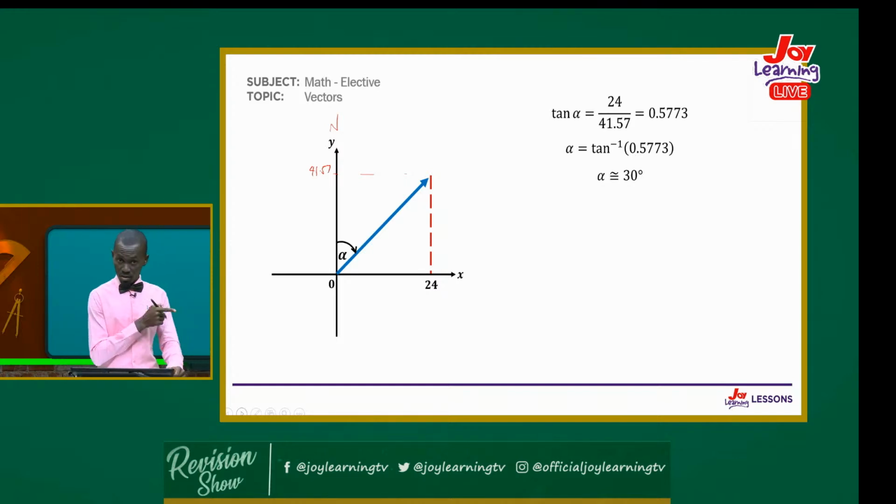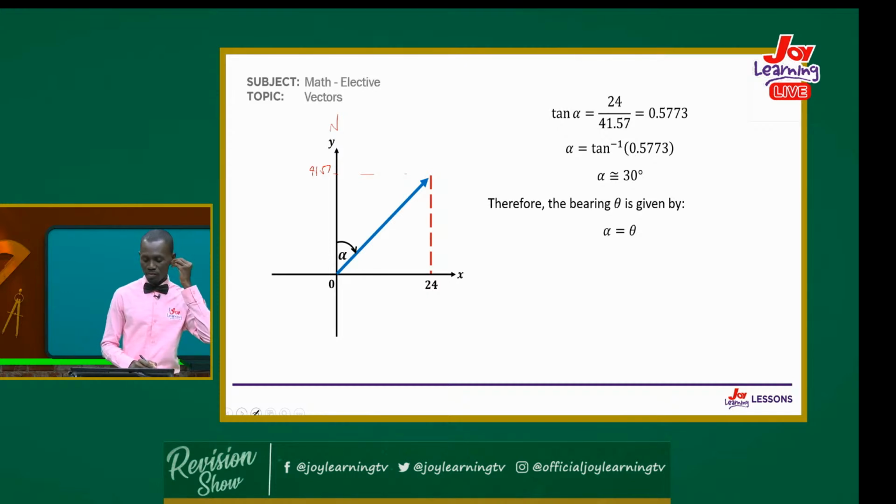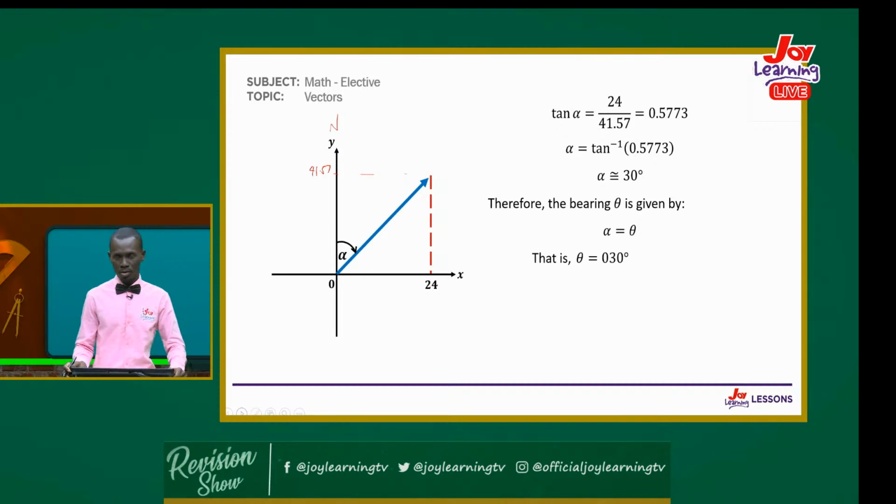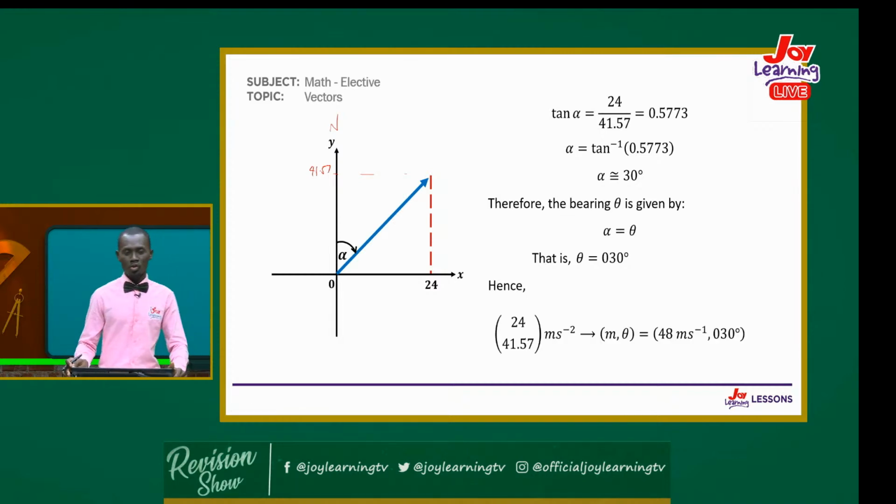So you notice we have found the magnitude, which was 48. Now we find the angle, which is given by 30 degrees. And remember, we must write it in 3 digits, so it will be 030. So by conversion, our 24, 41.57 meters per second square converted to its magnitude bearing gives us 48 meters per second squared and 030 degrees. I hope you follow this. I'll take another example so that you get it.